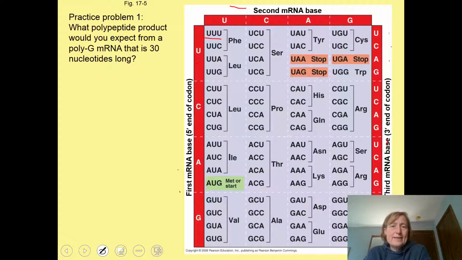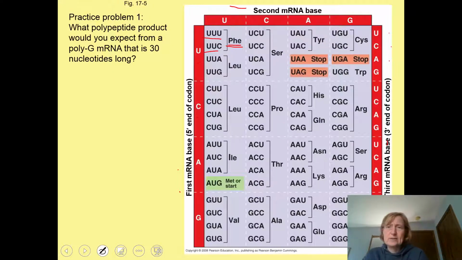And they each code for amino acids. So UUU codes for the amino acid that's called PHE. PHE is just the abbreviation of phenylalanine. There are different abbreviations for all 20 amino acids. But notice that UUC codes for phenylalanine also. There are 2 codons that each code for a phenylalanine.